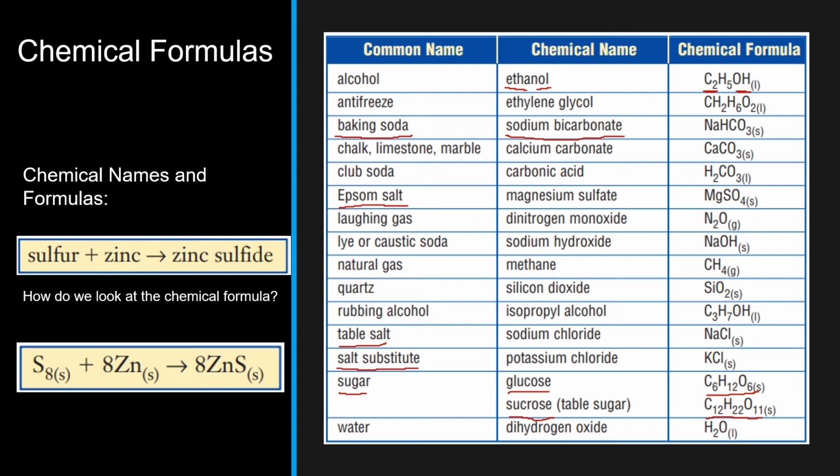For ones that we need to put into a chemical formula, we should be familiar with the periodic table when we look up sulfur, and we can look up zinc. But today we're going to be looking at how we actually balance these chemical formulas.